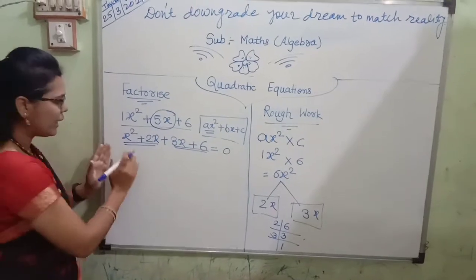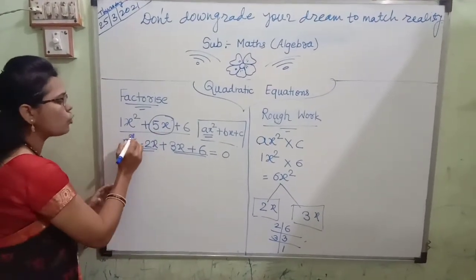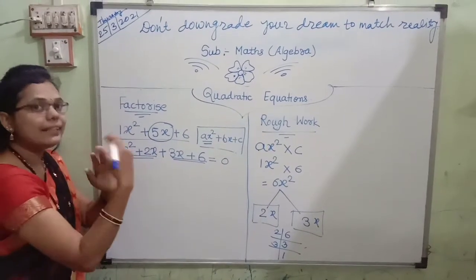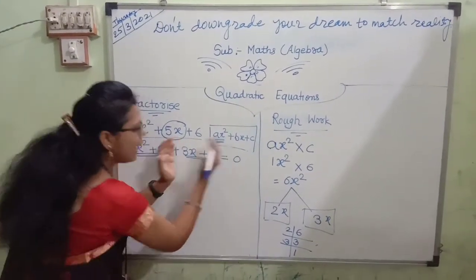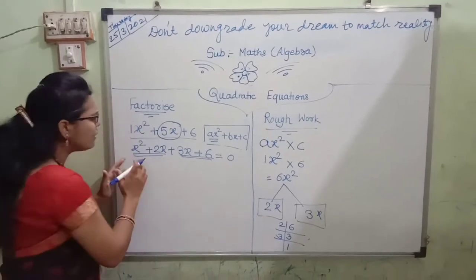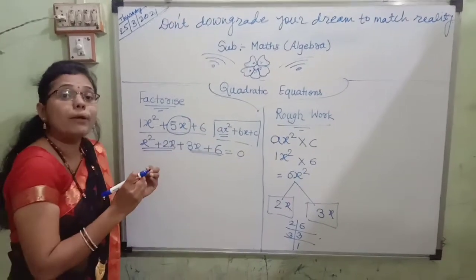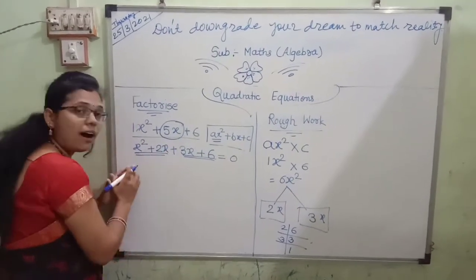And then children, I want to prepare here two parts of this equation. I prepared here one part where there is x square plus 2x, and then second part where there is 3x plus 6. I want to ask myself, what is the common digit? What is the common variable? What is the common coefficient in this first part?